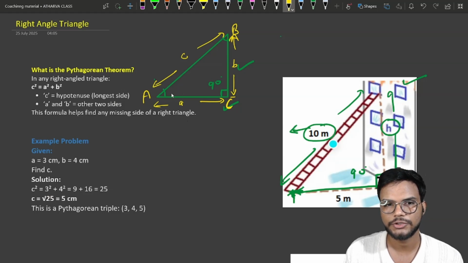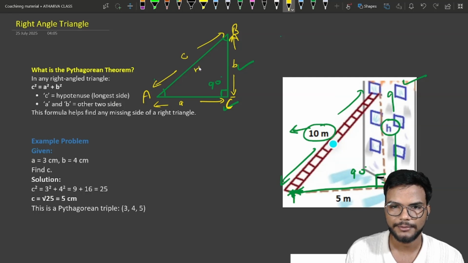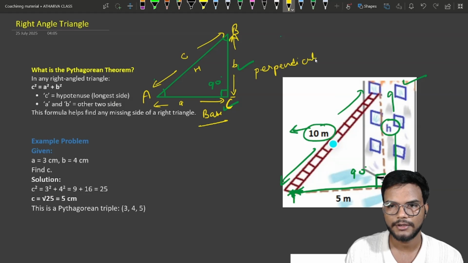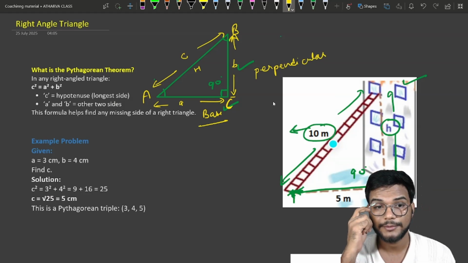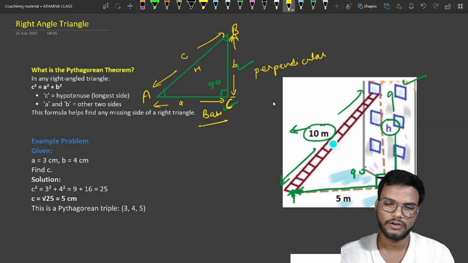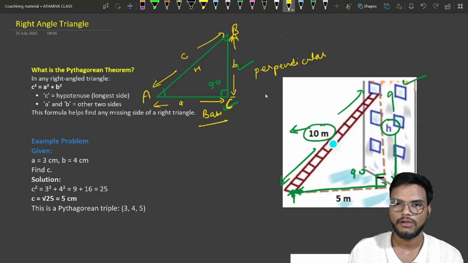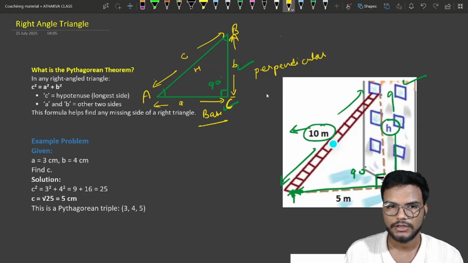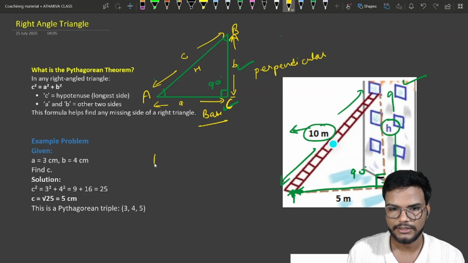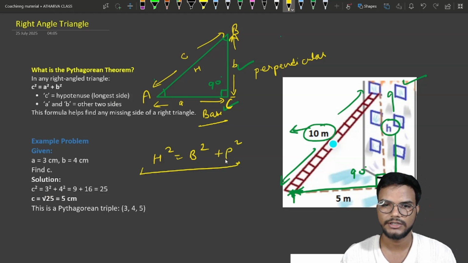What the Pythagorean theorem says is that there is a hypotenuse, a base, and a perpendicular. I hope you understand these terms: perpendicular, base, and hypotenuse. The longest side is always the hypotenuse. If you don't have clarity about it, I can explain. Now c square equals a square plus b square means that the hypotenuse square equals base square plus perpendicular square. This is the whole thing we need to understand.